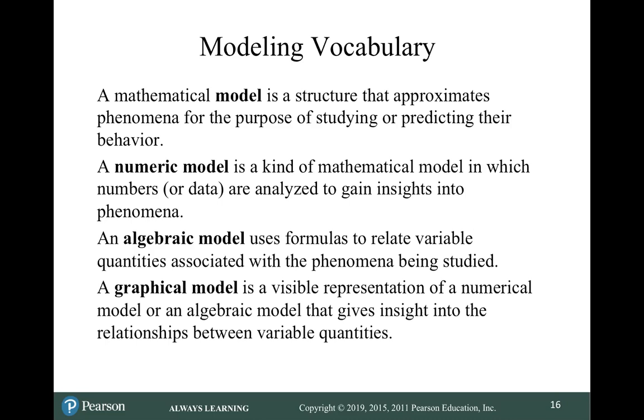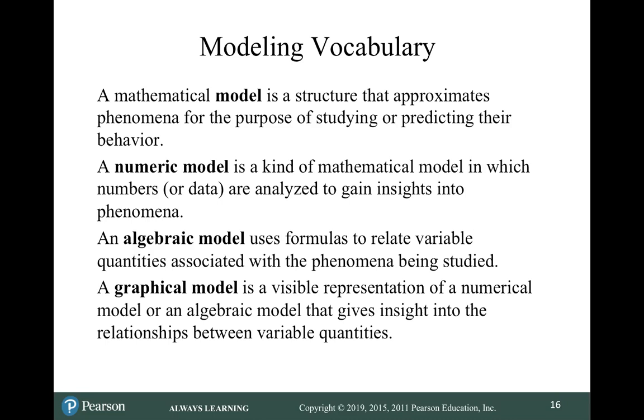We have different types of models, 3 of which we're going to take a closer look at in this class. We have a numeric model. That's a type of model that looks at numbers or data in order to understand something clearer. So when you're looking at lists of numbers, that would be a numeric model. We have an algebraic model, and that's when we write equations or expressions, when we're looking at comparing things that might have variables. So when we're using formulas or looking at quantities with respect to variables, those are algebraic models.